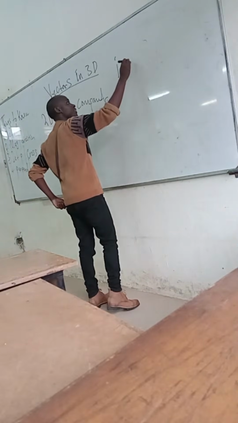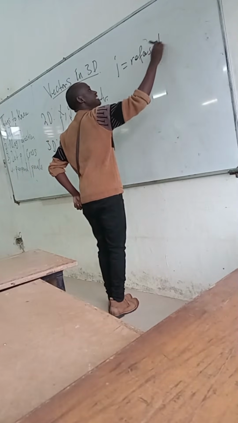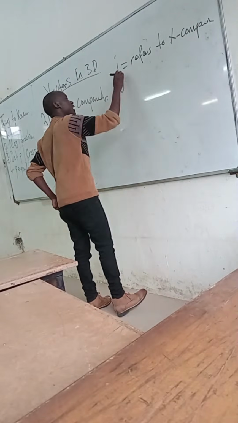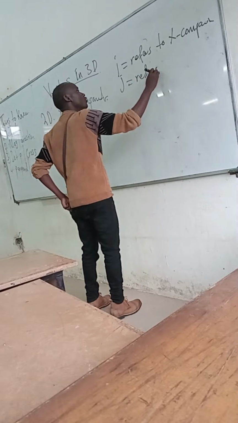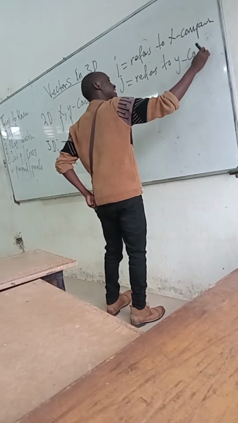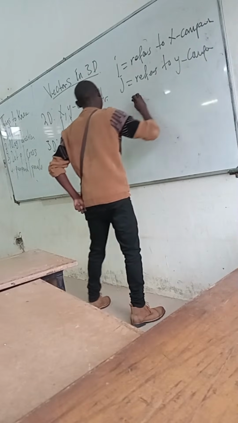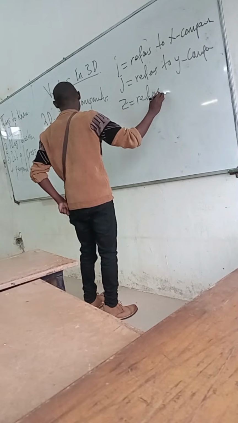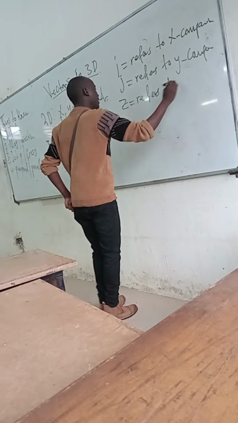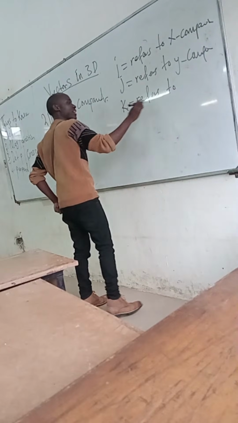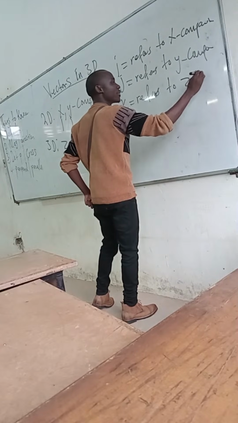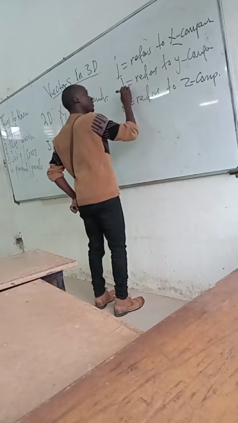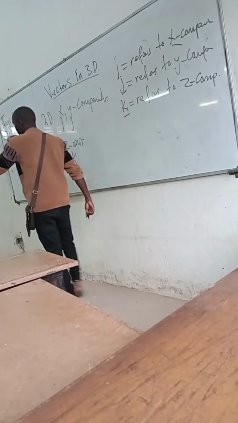So i refers to the x component, j refers to the y component, and k refers to the z component, or the z-axis. So where you see i, you see x. Where you see j, you see y, and where you see k, you see z.